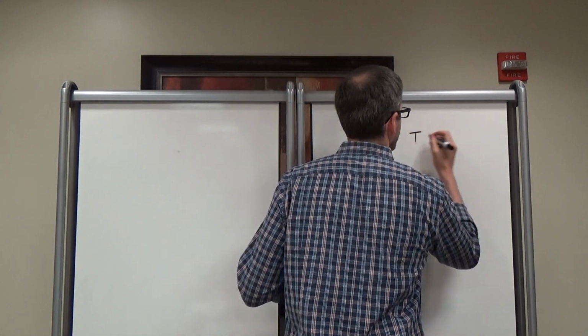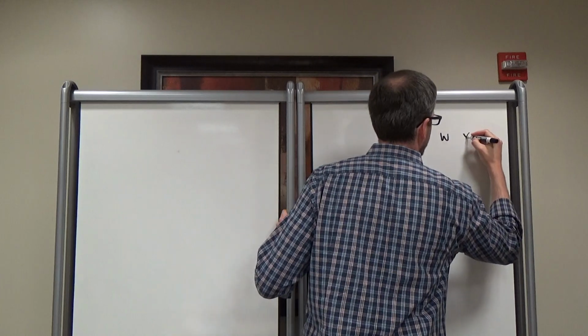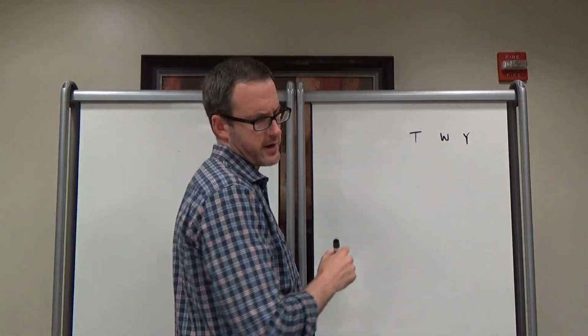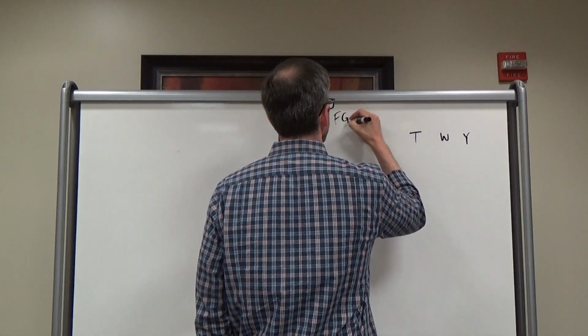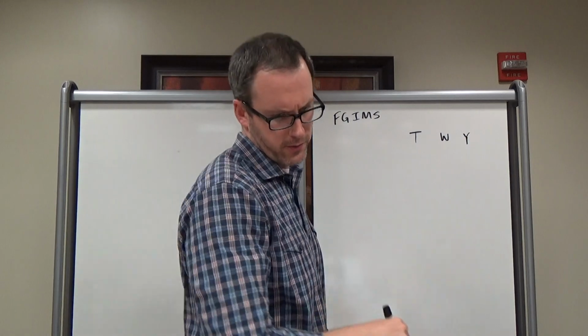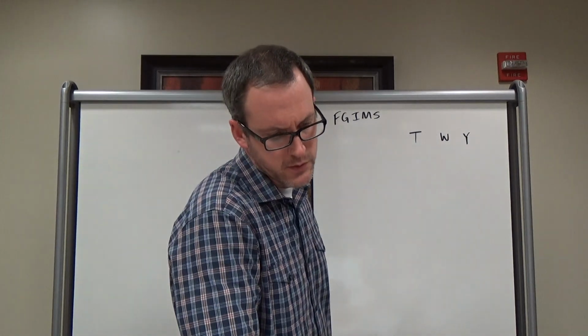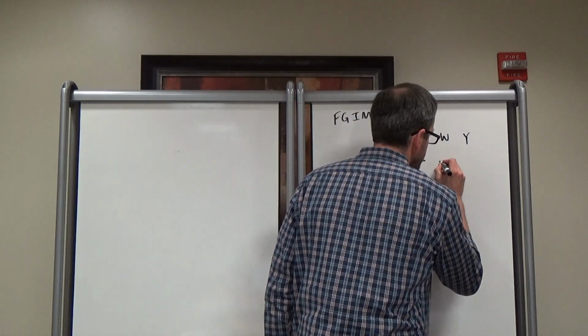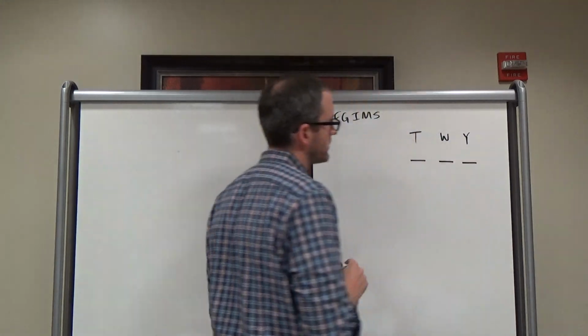So what type of game is this? Grouping. All right. So we have T, W, Y, and we know that there are 5 families: F, G, I, M, S, and we're told that each family owned at least one of the buildings. Okay, so every family had at least one. I can go ahead and put that in.